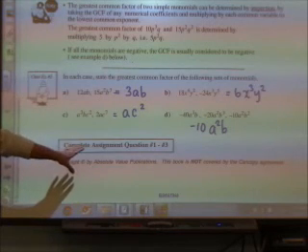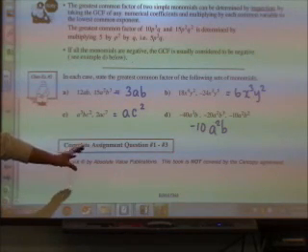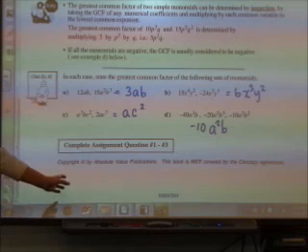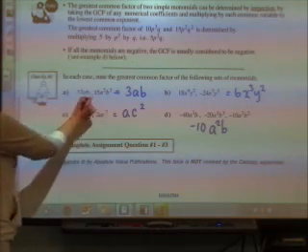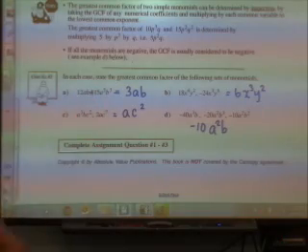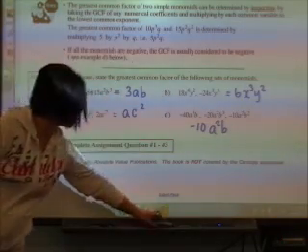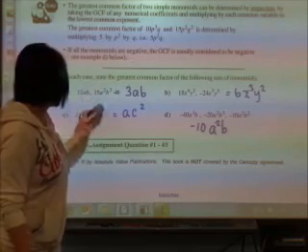This is how we factor polynomials by removing the greatest common factor. Instead of having 12ab, comma, we put in a plus. And then we factor this out of each term. So that's on the next page.